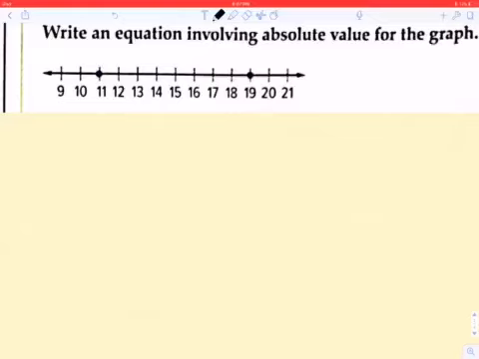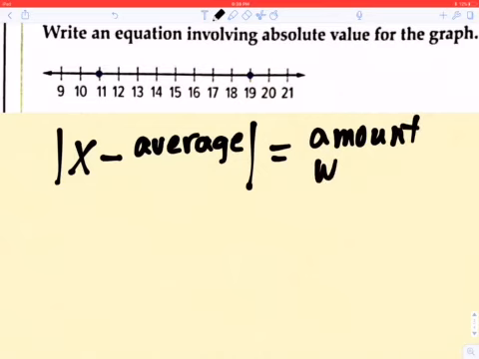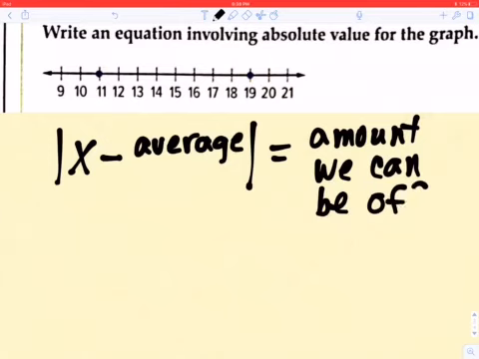Hey guys, I'm going to walk you through one of the examples from the book where you're writing an equation for the graph that involves absolute value. And we're going to end up with the absolute value of x minus whatever the average is, and set it equal to the amount we can be off. So let's see what I mean by that.